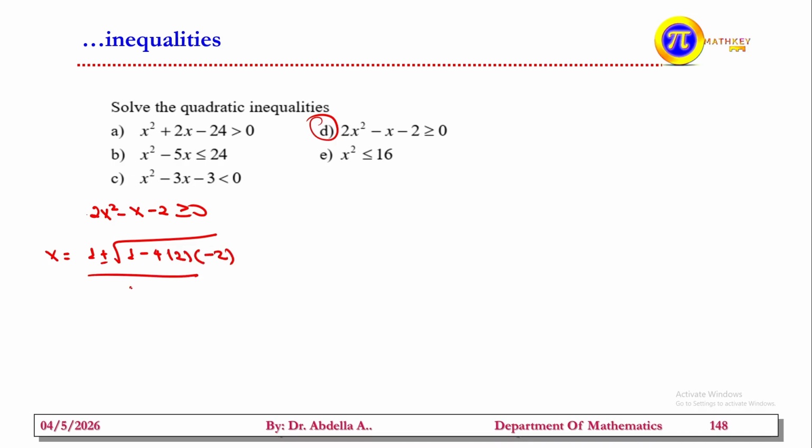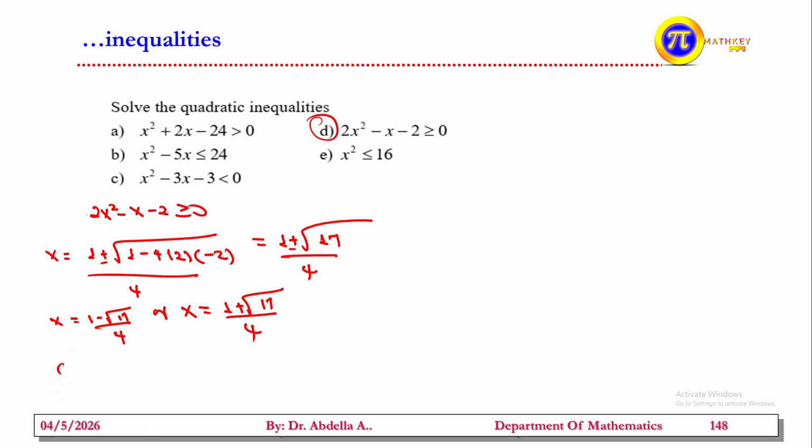Divided by 2a, that is 4, which equals 1 plus or minus the square root of negative 4 times 2, negative 8 times negative 2, that is 16. 16 plus 1, that is 17, divided by 4. So the factors are x equals 1 minus the square root of 17 divided by 4, or x equals 1 plus the square root of 17 divided by 4.